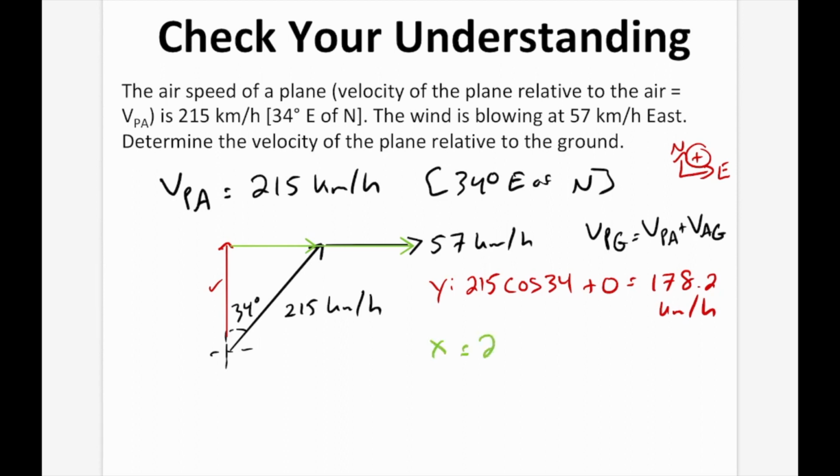For the x component, it's going to be 215, it's going to the right, so it's positive, sine, because it's opposite, 34, plus 57. When we put that into our calculator, 215 sine 34 plus 57, we get 177.2 kilometers per hour. So now we can draw our triangles again.